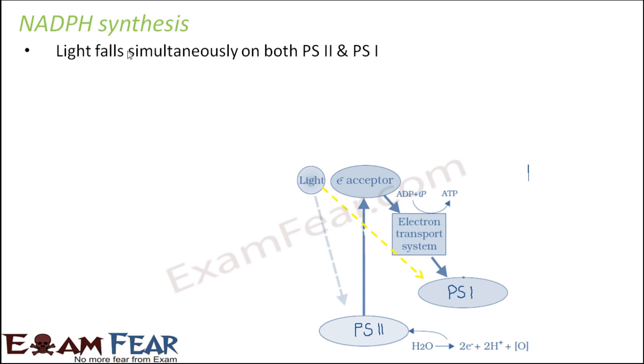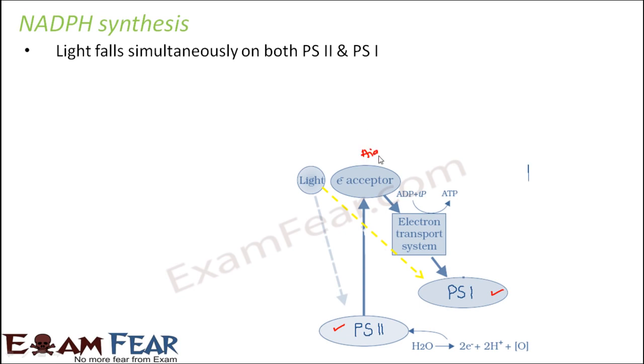Now when I said that light falls on PS2, it actually falls simultaneously on both PS2 as well as PS1. Whatever is in black and white, we have already discussed. Whatever is in color, we are going to discuss now. Till this part we already know that from PS2 the electron got excited, passes through the electron transport chain, and finally the low energy electron reaches PS1.